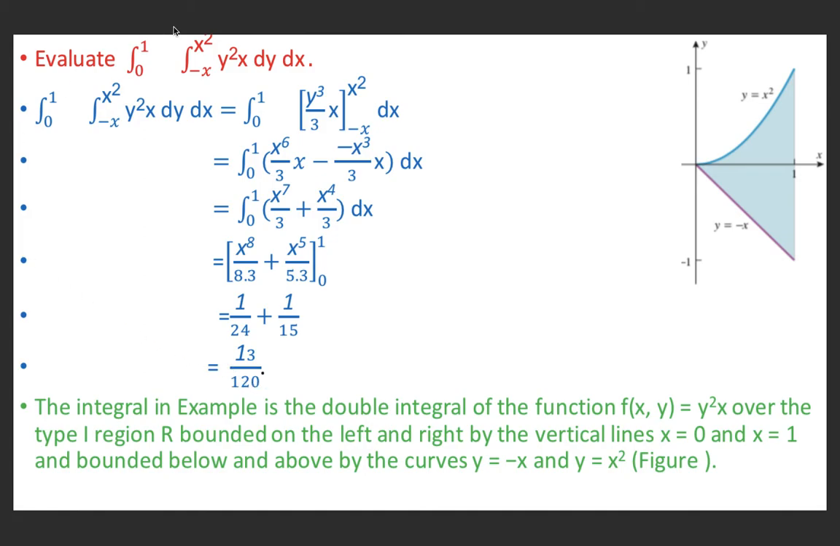So the integral in this example is the double integral of the function f(x,y) equal to y square x over the type 1 region. This is the type 1 region bounded on the left by the vertical line x equal to 0 and on the right by vertical line x equal to 1, below by the curve y equal to minus x, and above by the curve y equal to x square. So this is the integration in type 1 region.